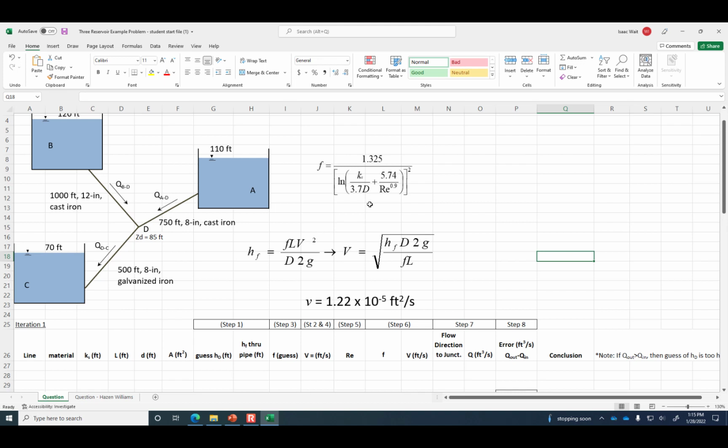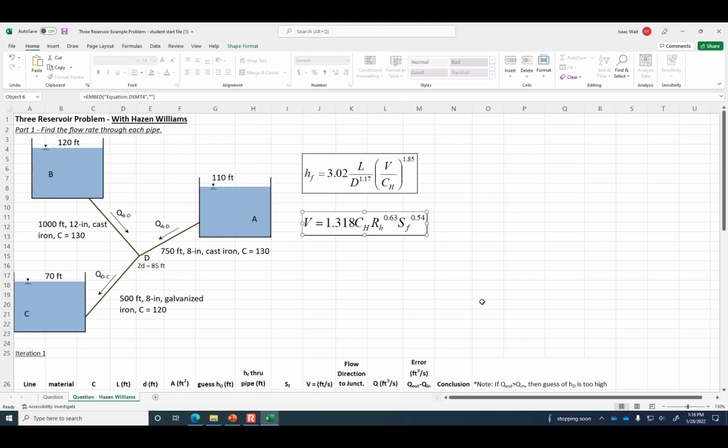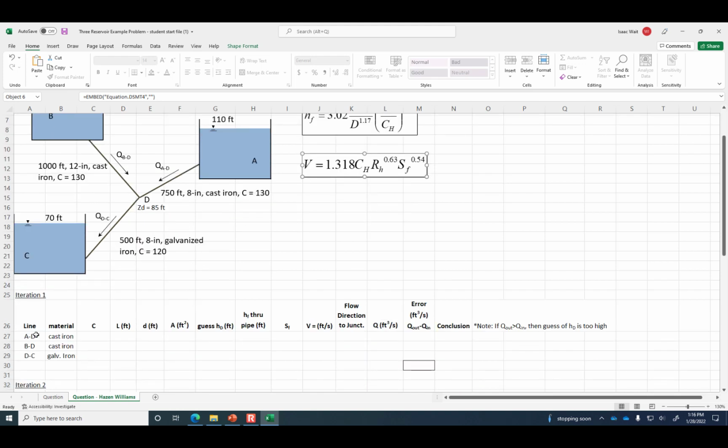Now, in the previous example, we were using the Darcy-Weisbach equation, which is the one on the left. The Hazen-Williams equation is a little bit different. We can still calculate the head loss or the flow velocity based on the slope of the energy grade line. So let's work through this together and just see how things are made different if we have a fixed C value rather than a variable F value. Okay, so pipe AD, pipe BD, pipe DC, and then we've got the materials.